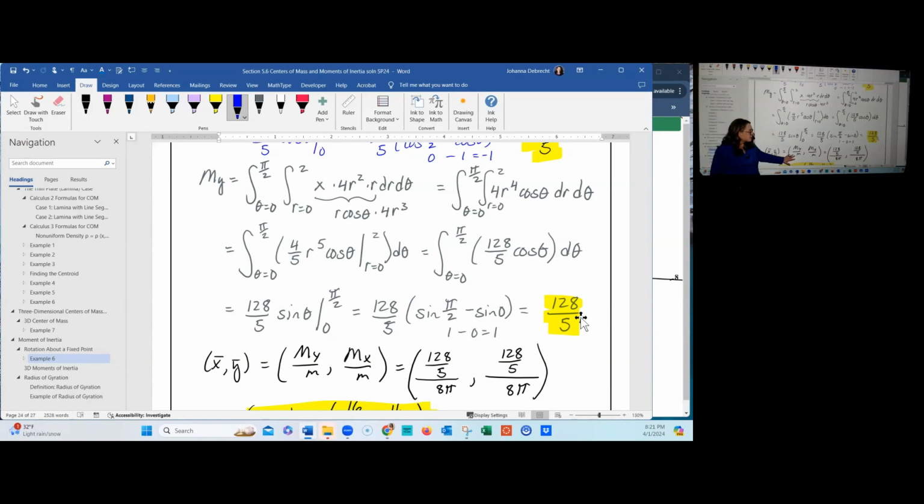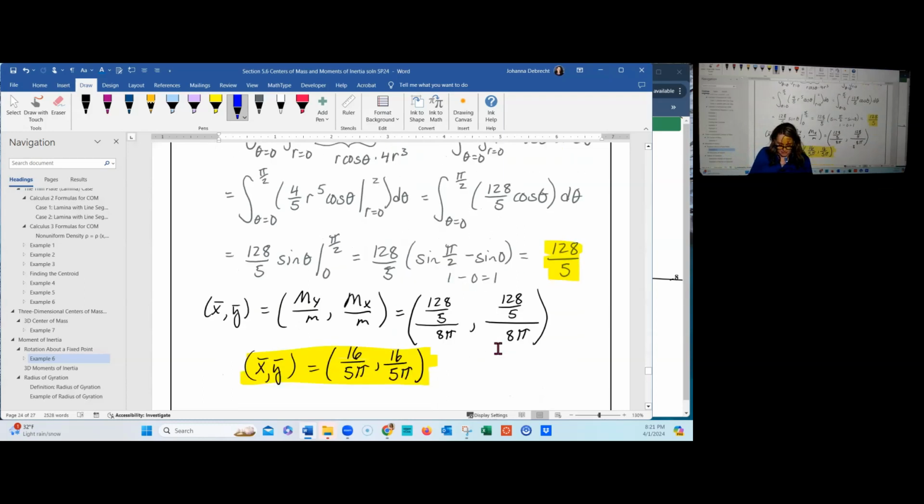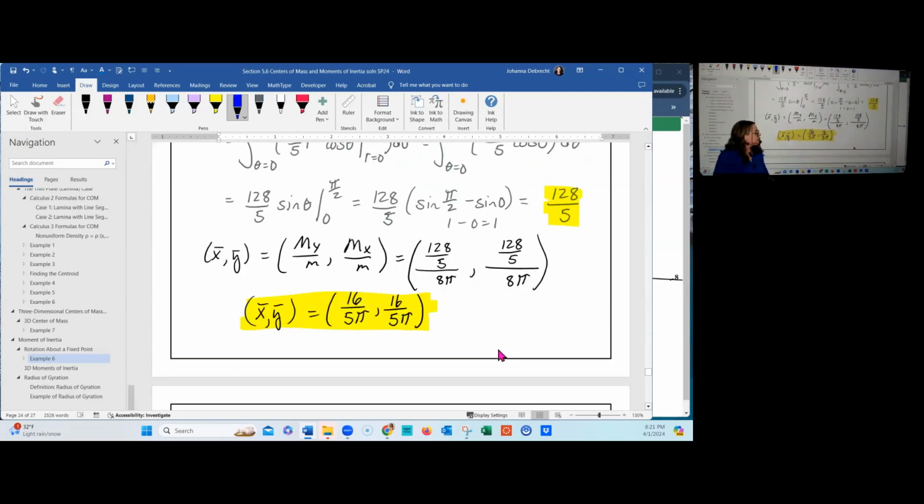And then I can compute the center of mass by dividing my two individual moments by the total mass, 8 pi. And I get 16 divided by 5 pi for each one of those. Now, the next thing we were asked to find is the polar moment of inertia. So that's the resistance, like it doesn't want to move, to rotating around the origin. So with the origin being the fixed point. So the distance out to the mass is the radius, which is x squared plus y squared, or in our case, in the polar coordinate system, r squared.